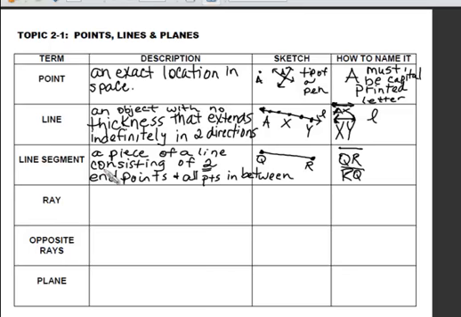A ray. A ray is a piece of a line consisting of one endpoint.